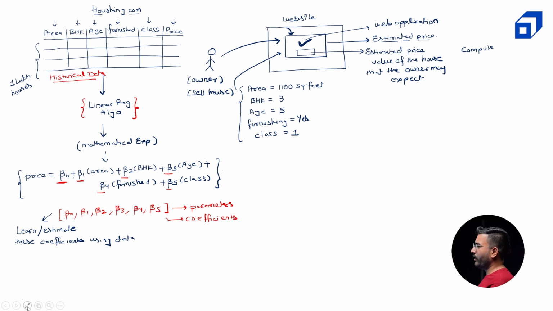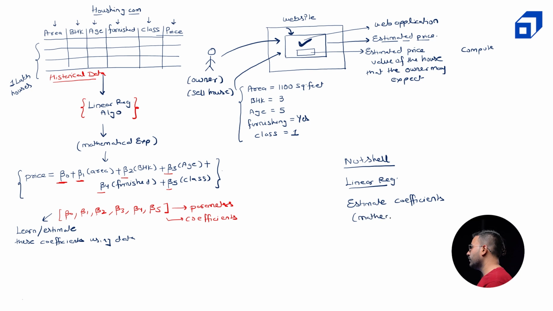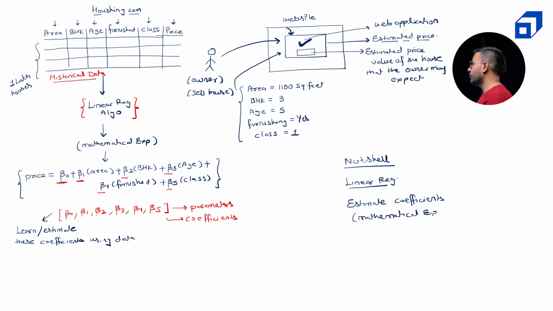So in a nutshell, if we think about what linear regression is helping us with, using the linear regression algorithm, I want to find out, or the algorithm will estimate, the coefficients, or it will help us with the mathematical expression, and how that expression looks is of the form y is equal to beta naught plus beta 1 x1 and so on.